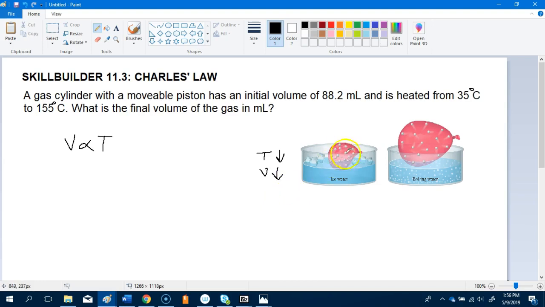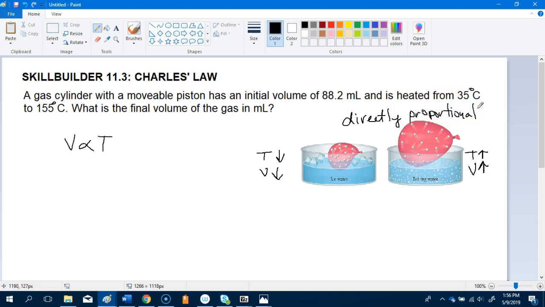as well. So when you think of a balloon that's filled with air and you put that in ice water, it's going to shrink. The volume is going to shrink. And then on the opposite side, if you increase the temperature, put it in hot water, the volume is going to increase as well. So these are directly proportional.